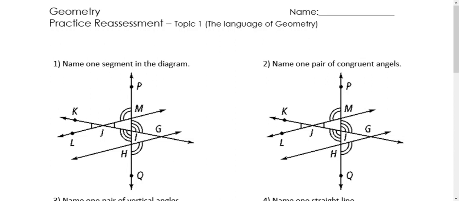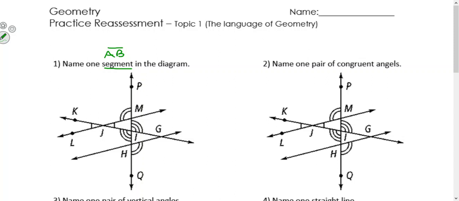Let's look at the practice topics for the reassessment on topic 1, which is the language of geometry. The first one asks you to name a segment in that diagram. There's a whole lot going on in that diagram, but what you need to know about segments is that they're named by the endpoints, and we put a segment symbol over them to show the name. So I will show you a couple of segments in here.